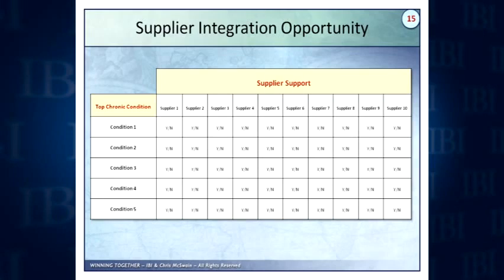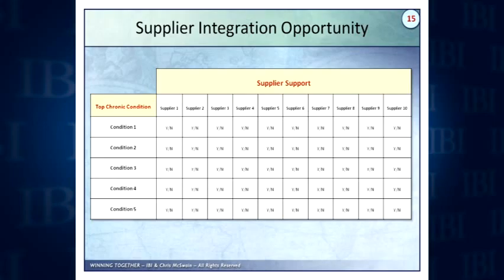With the supplier integration tool, it's really an exercise that begins with what your data identifies as your top chronic conditions. For each one, ask your supplier what they do, if anything. There are no wrong answers here, but you will quickly see where you have overlap among suppliers that can drive waste or result in poor communications with employees.